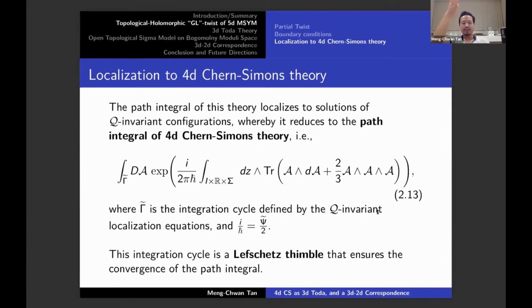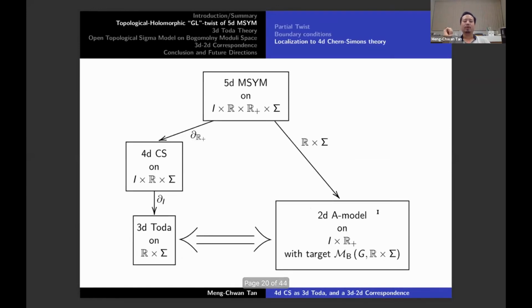So essentially you're integrating over the space of fields that are defined by the Q-invariant localization equations. That's not the entire space, it's just a space which ensures that the exponent behaves in such a way that you can integrate over it, it gives you a sensible result and it converges. Okay. So what have we done so far?